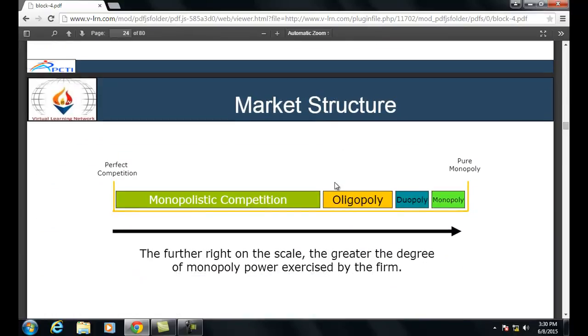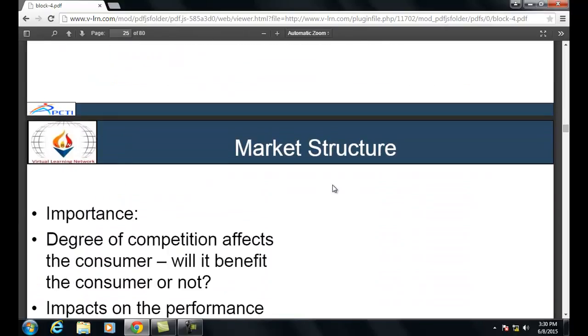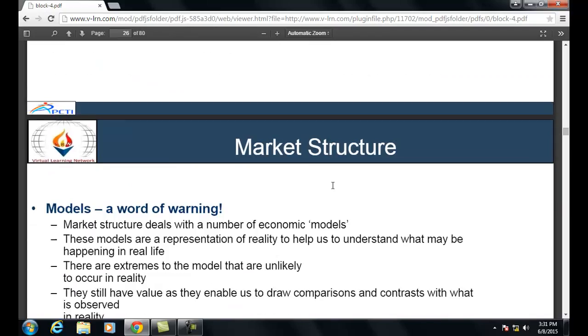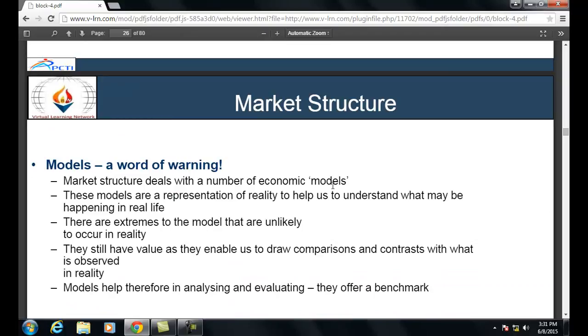Market structures are like this: perfect competition, monopolistic competition, oligopoly, duopoly and monopoly. The further right on the scale, the greater the degree of monopoly power exercised by the firm. Importance: degree of competition affects the consumer, will it benefit the consumer or not, and the impact on the performance and behavior of the companies involved. Models, a word of warning.